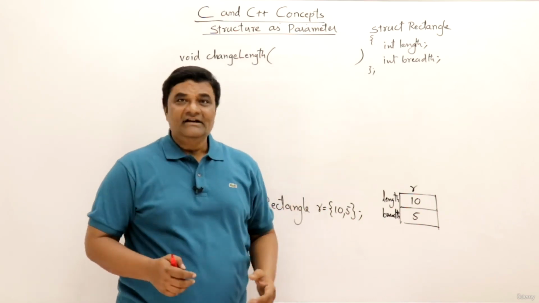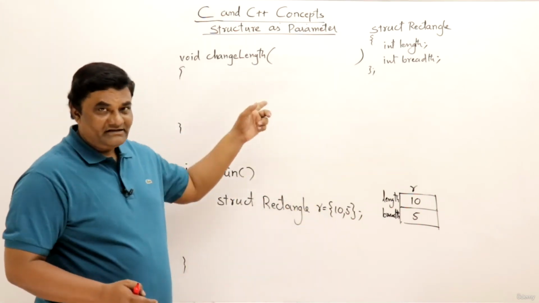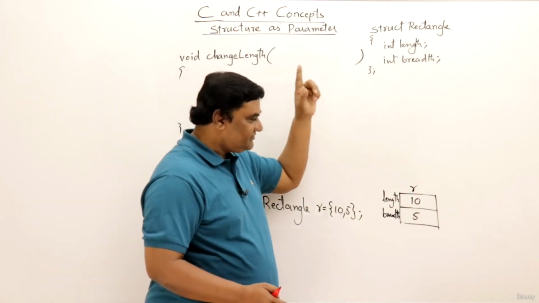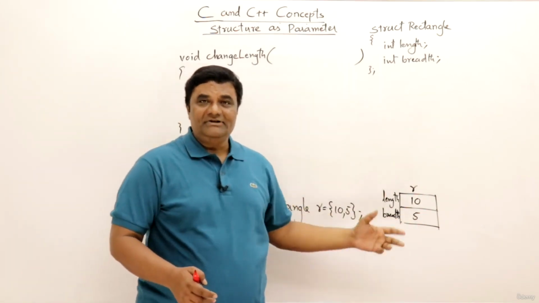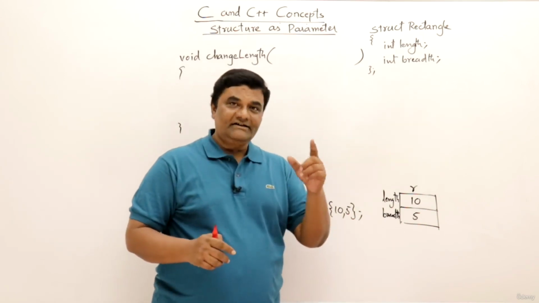So we should imagine like this. The main function can change it, but the main function is not doing it. The assistant will do it, so that is the change length function. We want this function to change this length. So when you want some function to modify an actual parameter, then it must be call by address or call by reference. So we are learning call by address.